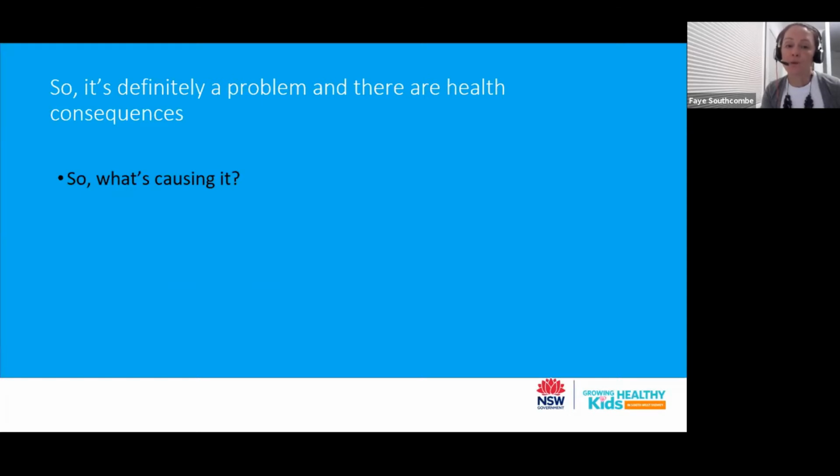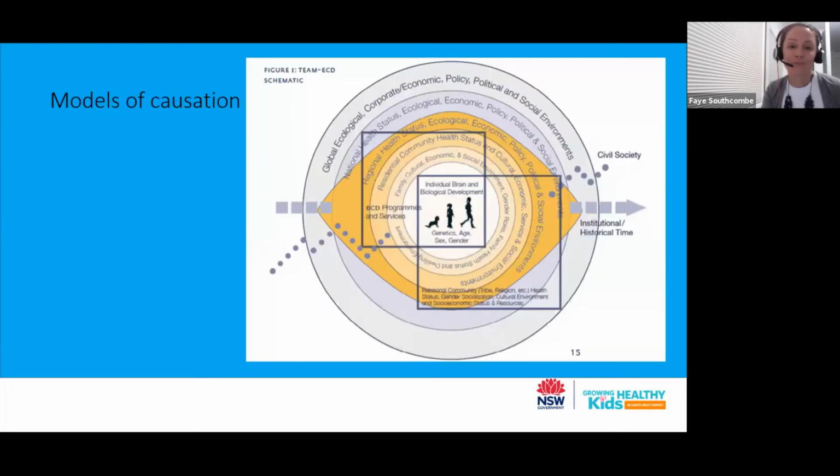But what's causing obesity? There are multiple models for causation, and a lot of them tie into the socio-ecological model, which is what we've got pictured here. This was presented by the WHO, and it draws on what we know and observe clinically: the complexity of issues layered around a child, which have impacts on how they grow and develop.